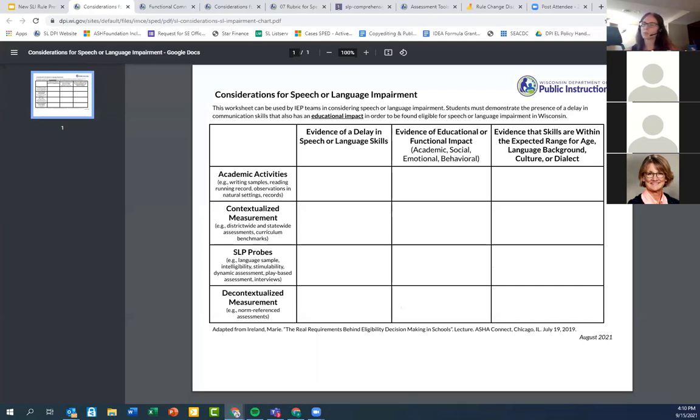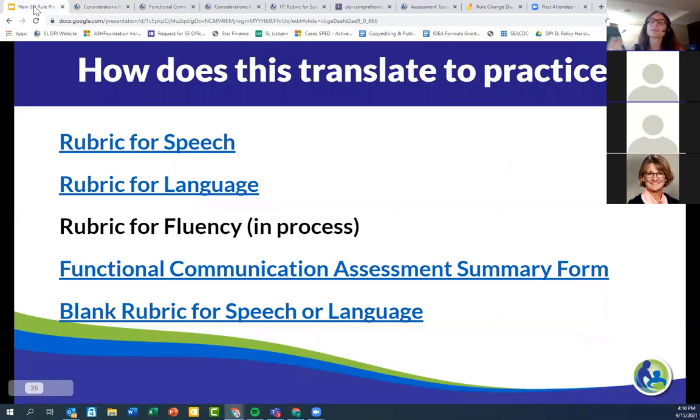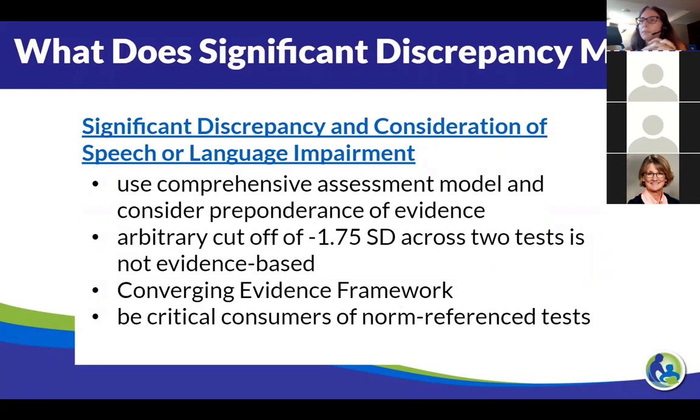This is just another tool that Marie had shared at a presentation at ASHA Connect a couple of years ago, and gave us permission to adapt, or adopt. So hoping that something ends up resonating with you, that you find as a useful tool. So what does significant discrepancy mean?